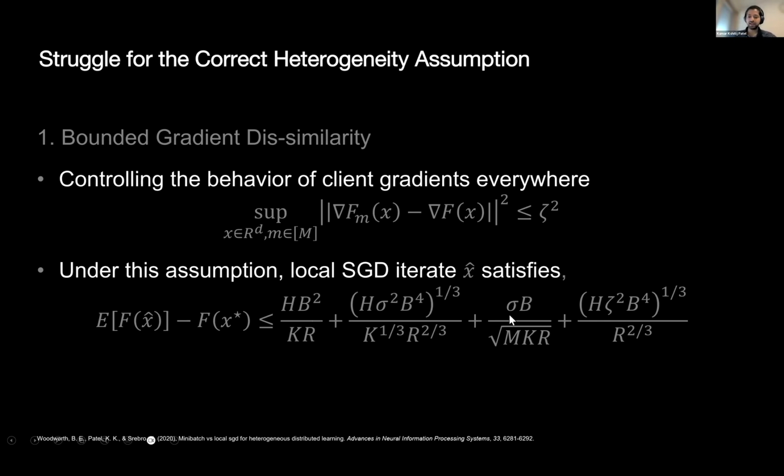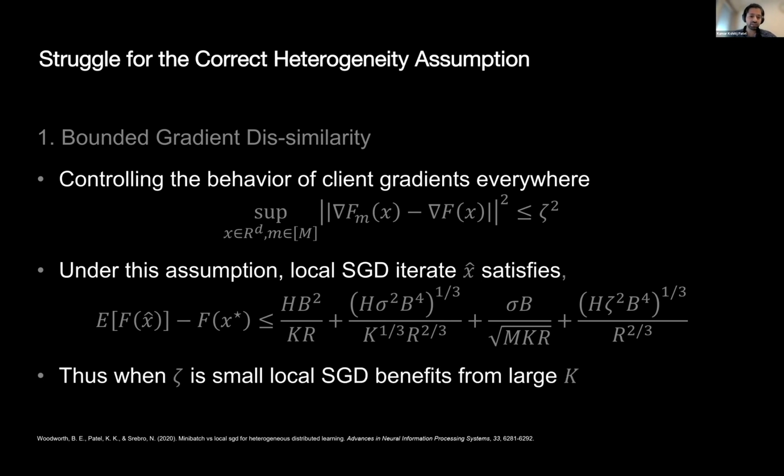The third term is kind of like the variance term of mini batch SGD. And the second and the fourth term are the additional terms which come from trying to bound the consensus error for local SGD. In particular, from this rate, the one thing which we can conclude is that when zeta is small, local SGD benefits from making k large, or making the number of local steps large. So it almost seems like you can take k to a large number, let's say k is infinity, and the first three terms will go to 0.